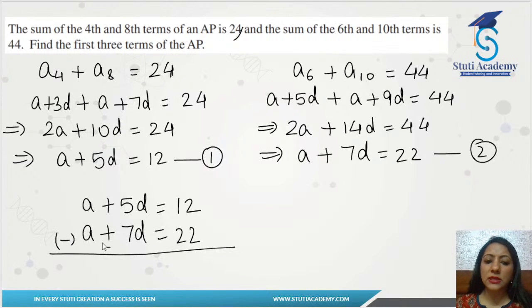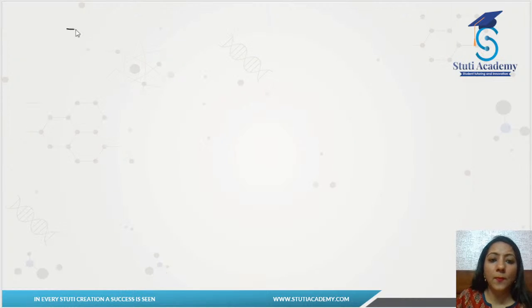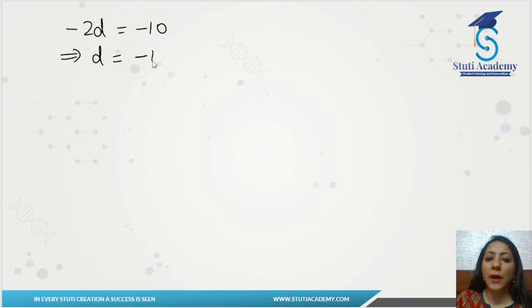We are going to subtract these two so that we eliminate a. Since we are subtracting, we are going to reverse the signs here, so all the positives will become negative. So a minus a will get cancelled, that's 0. 5d minus 7d will become minus 2d, and 12 minus 22 will become how much? It would be minus 10. So finally, we get minus 2d equal to minus 10. So we can write d as minus 10 over minus 2. This minus 2 will go to the other side and get divided.